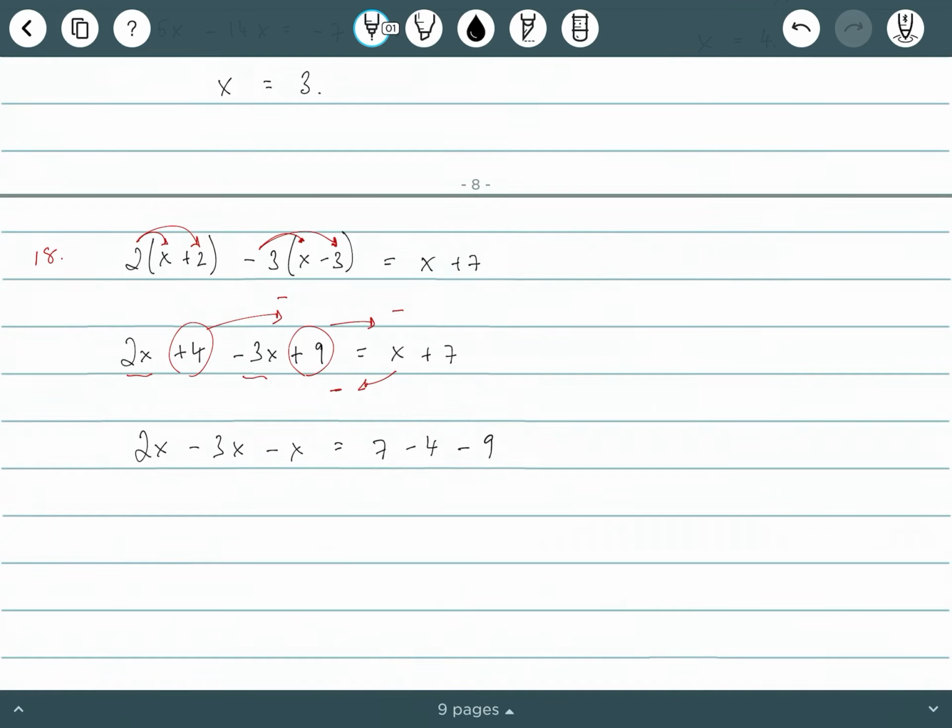So 2x minus 3x minus x. Well, 2x minus 3x is minus x. And minus x, take away another x, is minus 2x. And then you have 7 minus 4 is 3. And 3 minus 9 is minus 6. You want that x on its own, lads, so you must divide by what's stuck to it. In this case, it's a minus 2. Minus 2 will cancel out that minus 2. And minus 2 will divide into minus 6 3 times, because the minus goes into a minus, makes it a positive. So you have x is equal to 3.